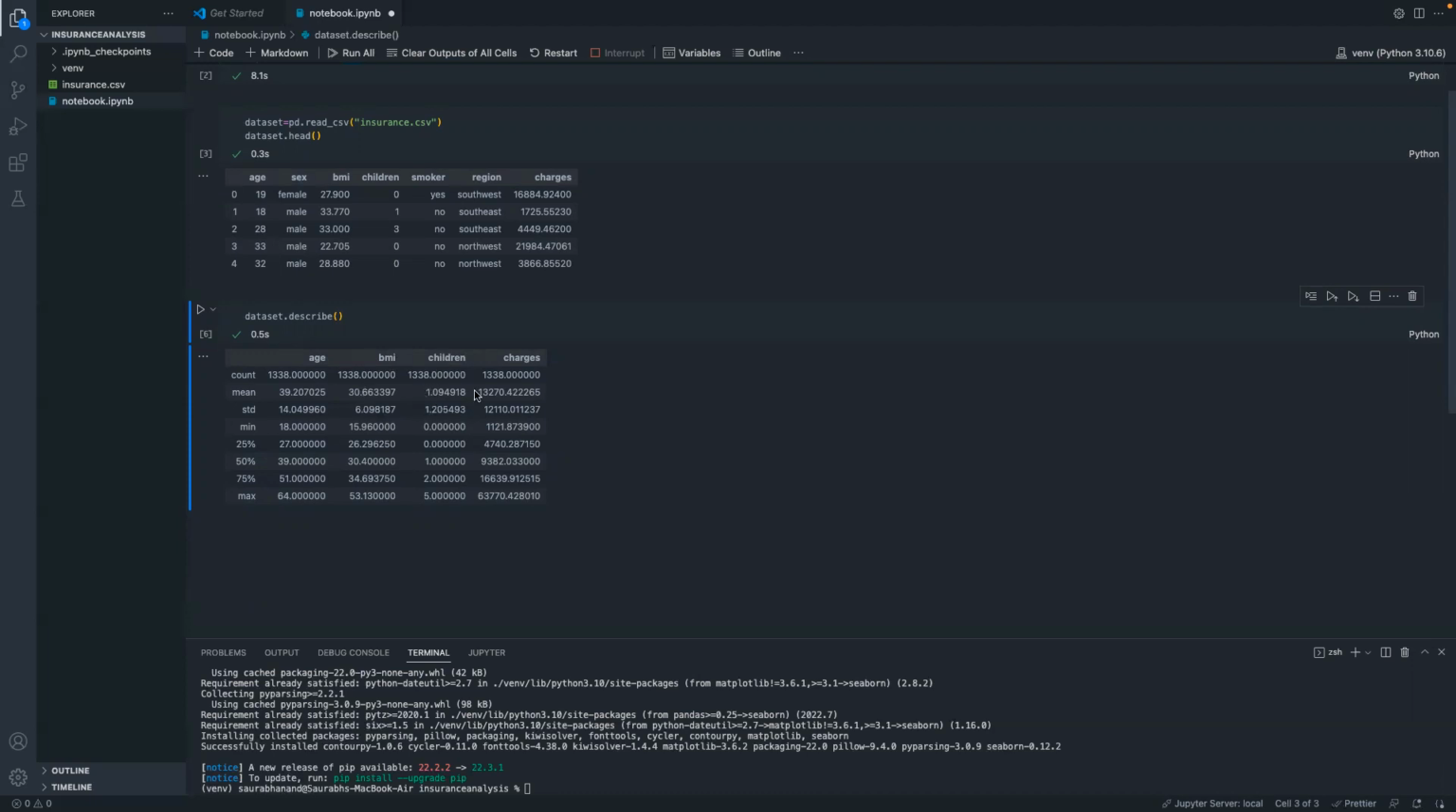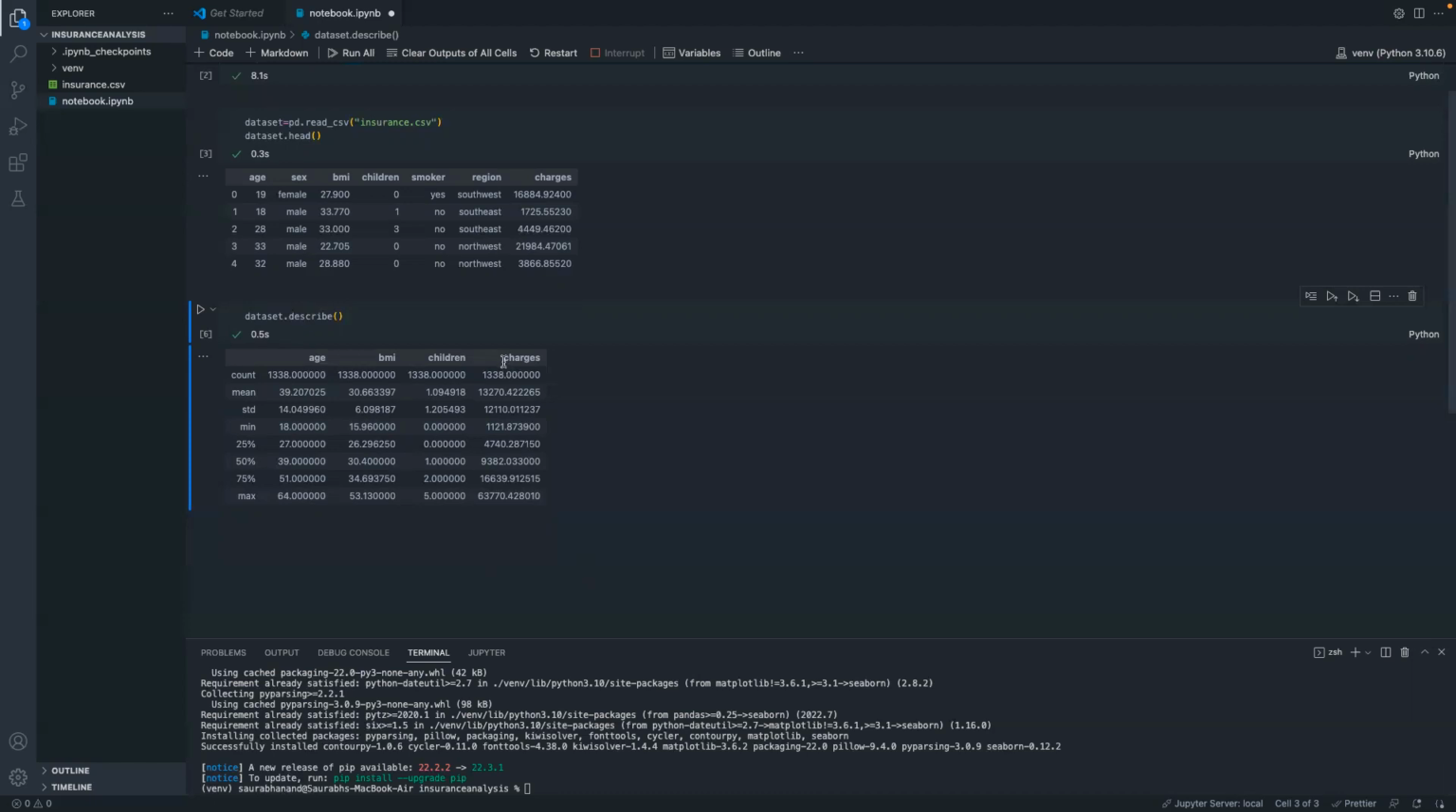The mean is that people in this data set have one child, but 75% of the people in this data set have a maximum of two children. Some people have five children. I believe these are some outliers. So the majority of the data set has two or fewer children.